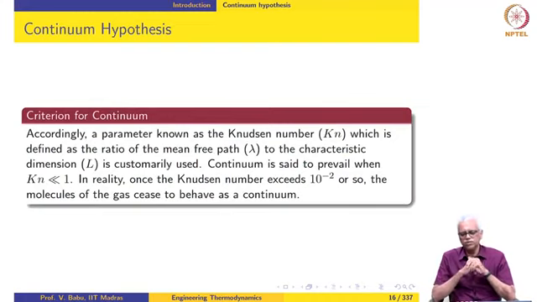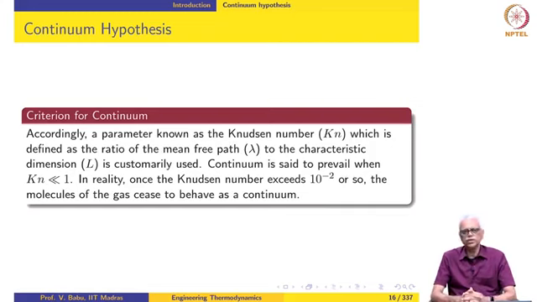So, we define a parameter known as the Knudsen number, which is defined as the ratio of the mean free path lambda to the characteristic dimension L. Okay. You may recall that we started this thought experiment by saying that the vessel is cubical with dimension L. So, we take that to be the characteristic dimension. Okay. Typically when the Knudsen number is very, very small, continuum is said to prevail. Again, the general guideline is that once the Knudsen number falls below 10 raised to minus 2, like 10 raised to minus 3 or even smaller, then we can safely say that continuum prevails.